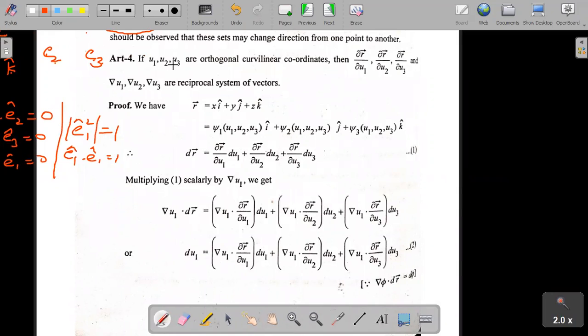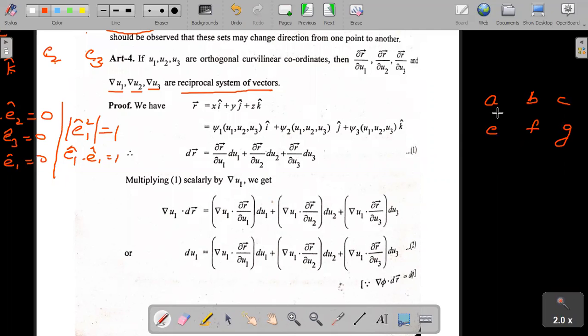If u1, u2, u3 are orthogonal curvilinear coordinates, then del r by del u1, del r by del u2, del r by del u3, and del u1, del u2, del u3, they are reciprocal systems of vectors. So if you remember the reciprocal system of vectors, basically a reciprocal system is where, suppose I have three sets: this is vector A, vector B, vector C, and then we have vector E, F, G.